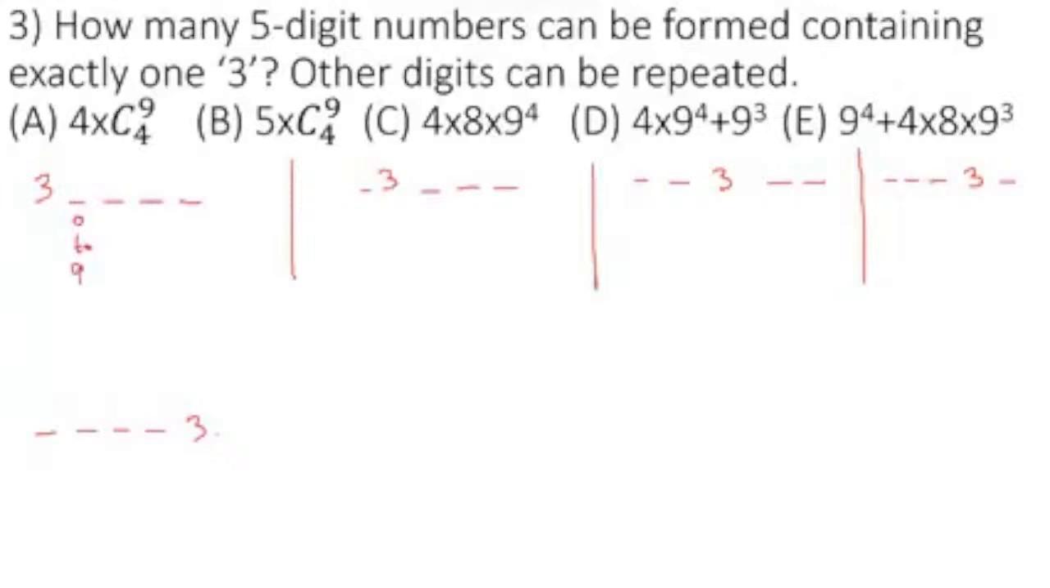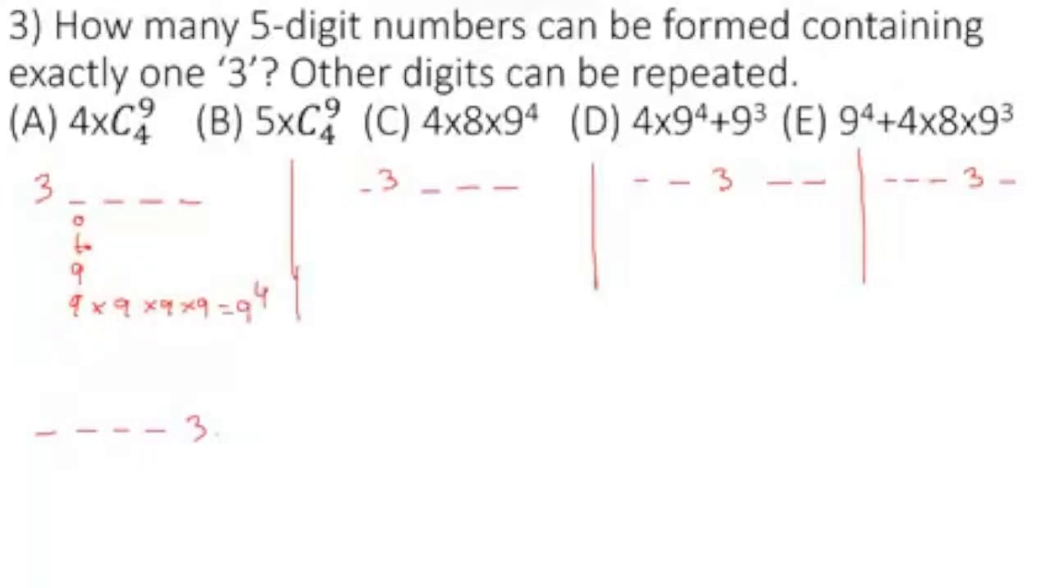that is nothing but 9 possibilities. Generally 0 to 9 I have 10 possibilities, but 3 will not come. So that's why it will be nothing but 9 into 9 into 9, which will be 9 power 4 here.